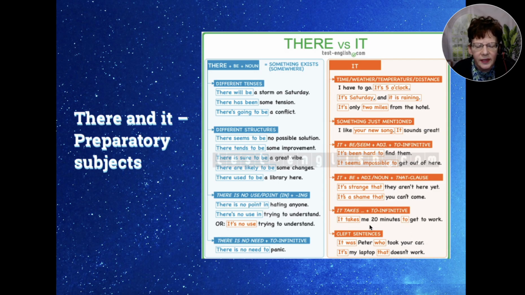And then last of all, cleft sentences. It was Peter who took your car. So instead of saying Peter took your car, the cleft part is it was Peter, and then who took your car. We'll look more at these on these next slides.